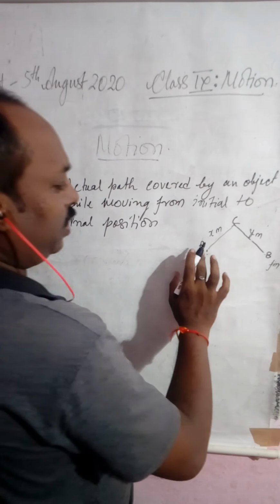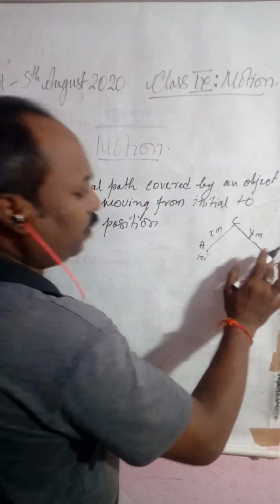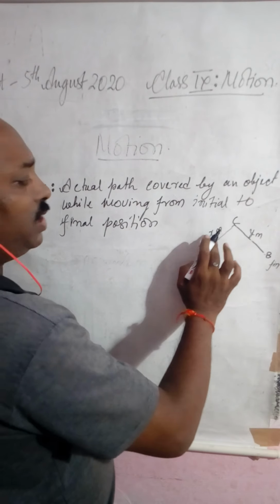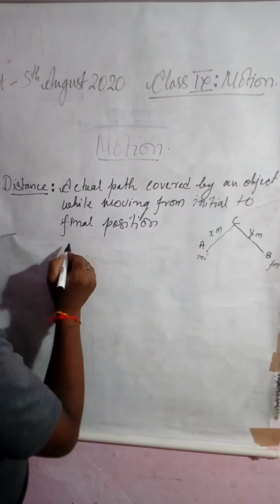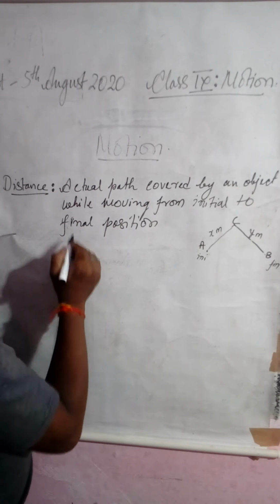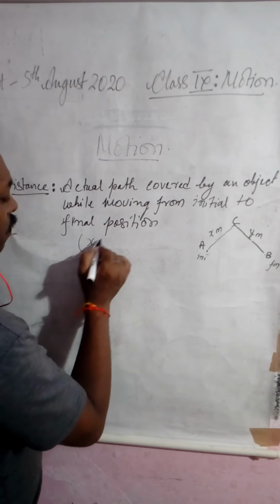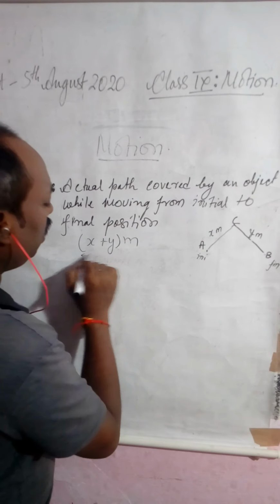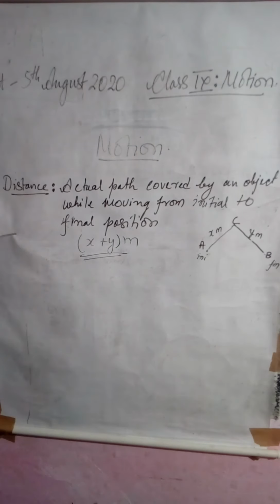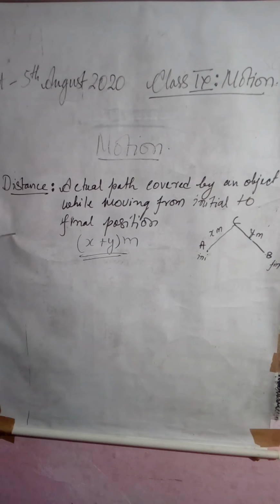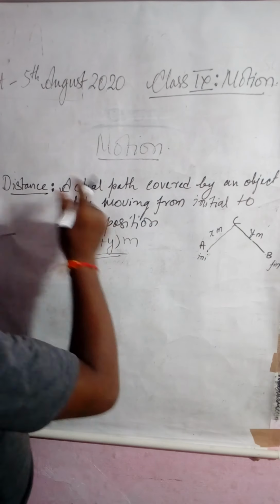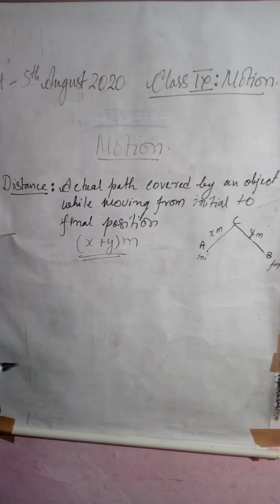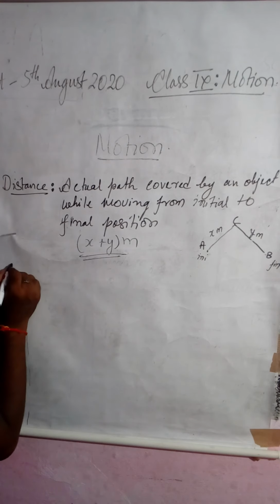Although it is traversing from A to C, C to B, the actual distance covered will be x plus y. So the total distance covered over here will be x plus y. If it is in meters, then meters. We term this the distance of an object. Now another term we have to define, because in motion that plays a pivotal role, that is displacement.